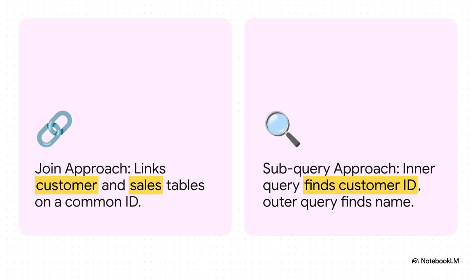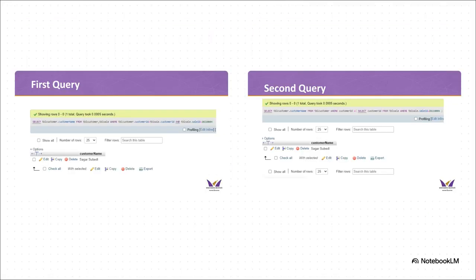On the right, the subquery does it differently. First, the inner query runs to find the customer ID for that sale. Then, the outer query takes that single ID and uses it to find the name. See that? 2 totally different paths to get to the same destination. And the final result? Exactly the same. Both methods correctly tell us that Sagar Subedi is our customer.